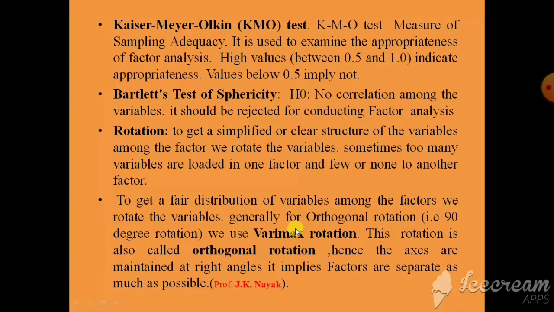Generally, for orthogonal rotation, that is 90-degree rotation, we use the process that is given in SPSS software, Varimax rotation. This rotation is called orthogonal rotation. Hence, the axes are maintained at right angles. It implies factors are separated as much as possible.